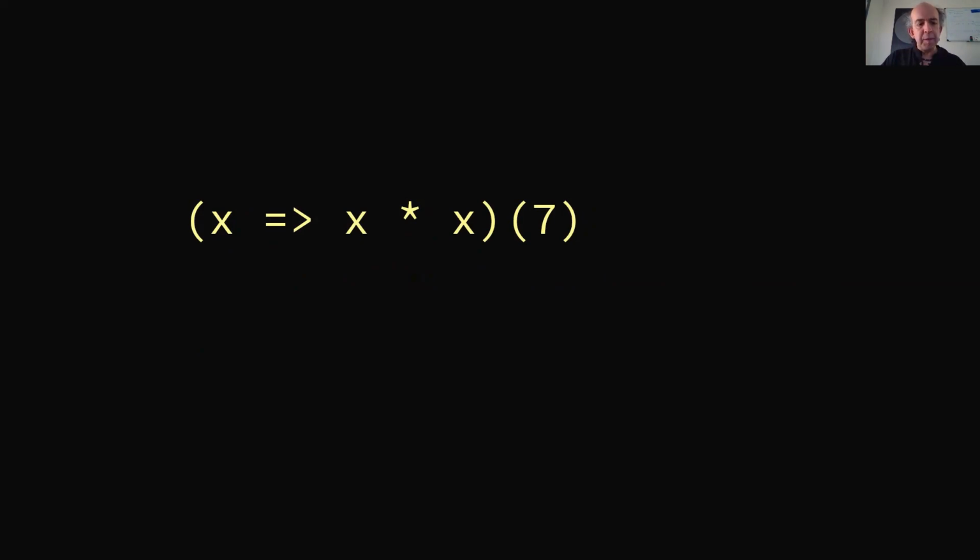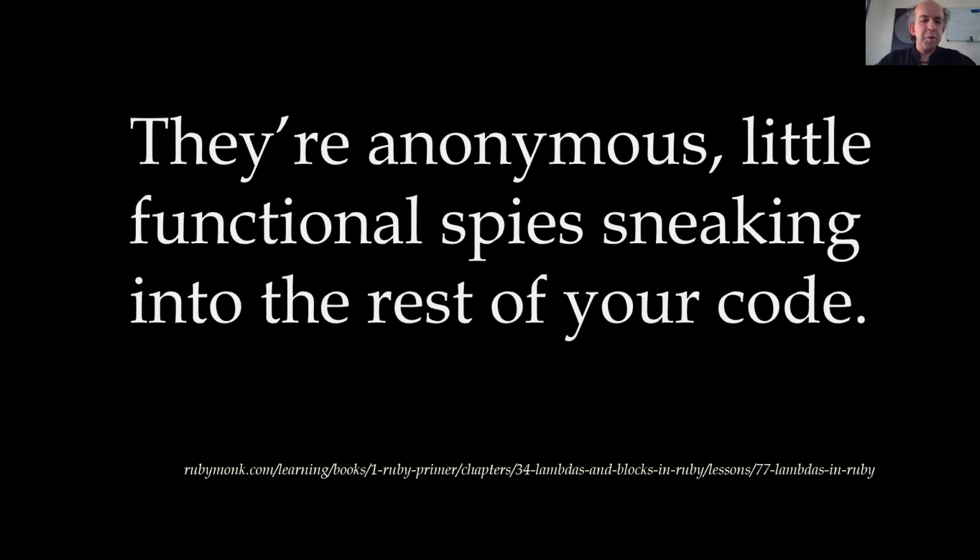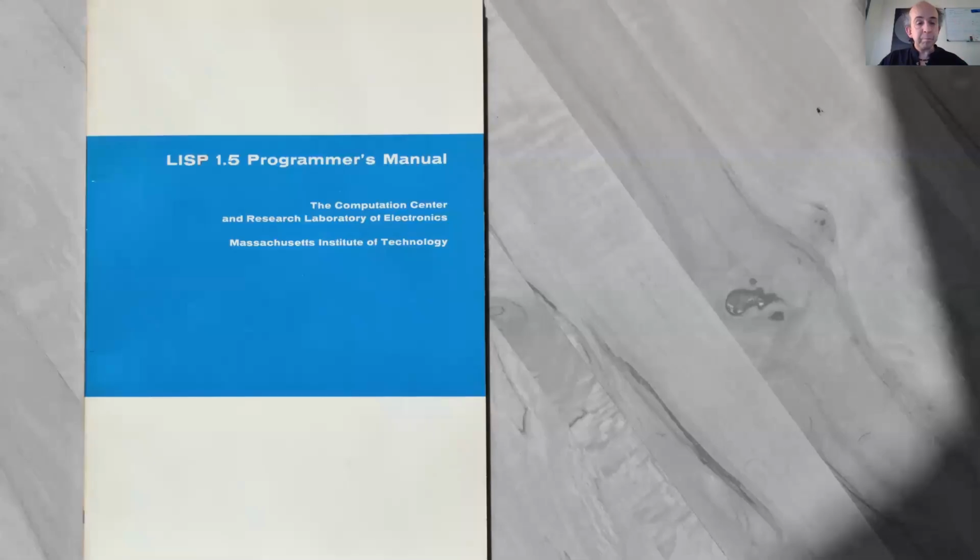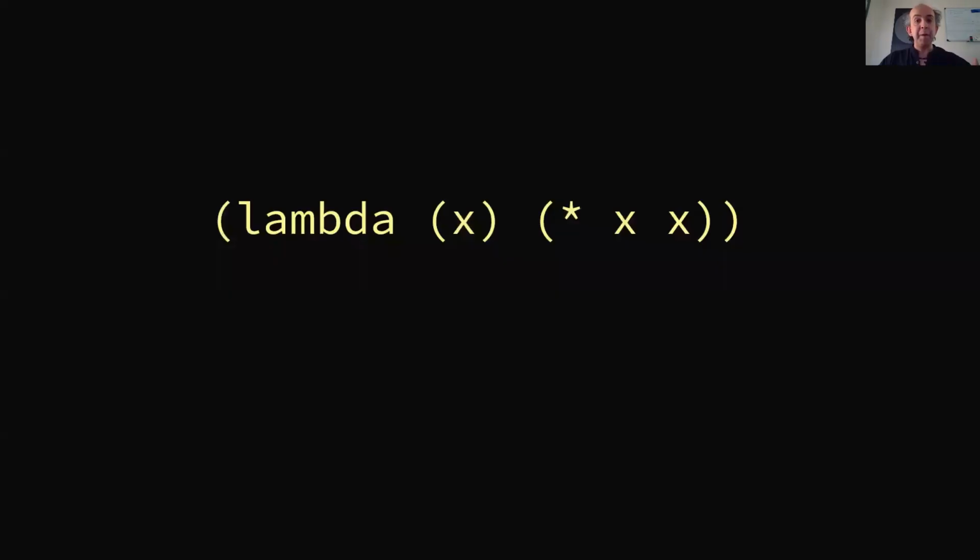So let's talk more about these things. What are they? They're anonymous little functional spies sneaking through the rest of your code. Whoa, that's kind of scary. Given all the security concerns, I'm not entirely sure I want any kind of spies sneaking in, but that association with functional programming is really strong. So let's go back to Lisp, and Lisp, unsurprisingly enough, named lambdas lambda. There it is. That's our expression, and we can apply that to a value, and therefore we are going to square 7.